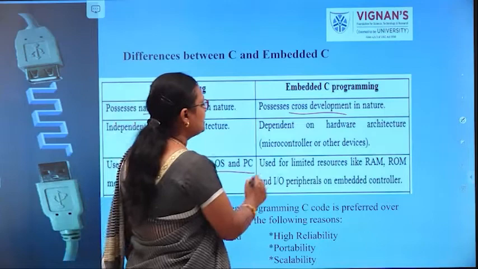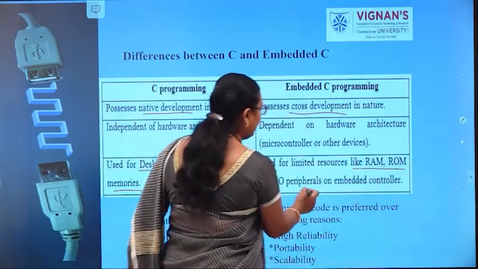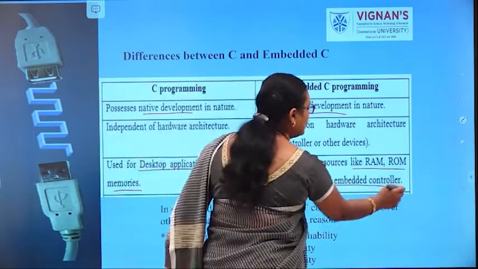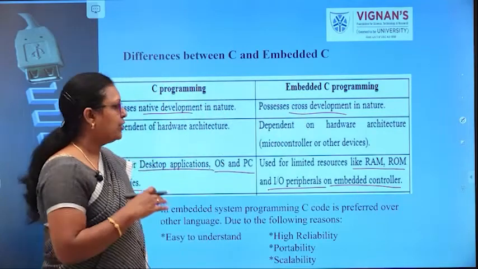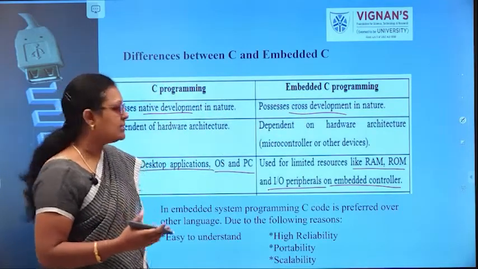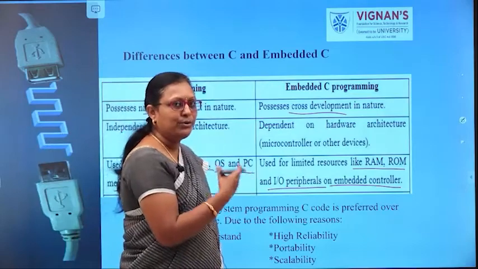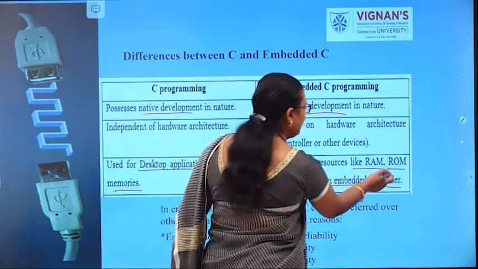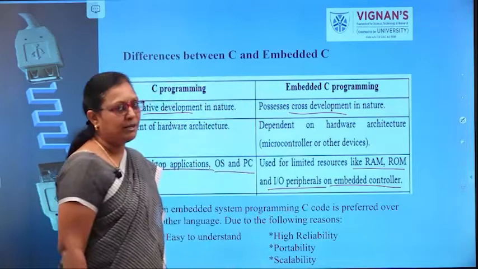And embedded C is used for resources like RAM, ROM, input-output peripherals, and whatever we are using in this embedded controller device. For all those things, we have to use embedded programming, like RAM, ROM, and input-output peripheral devices.